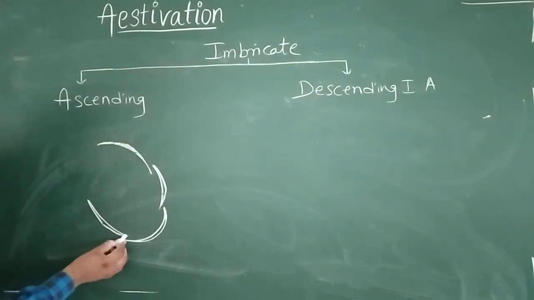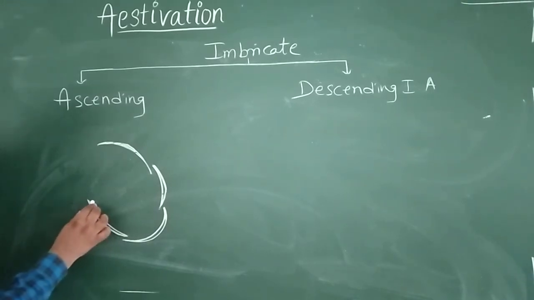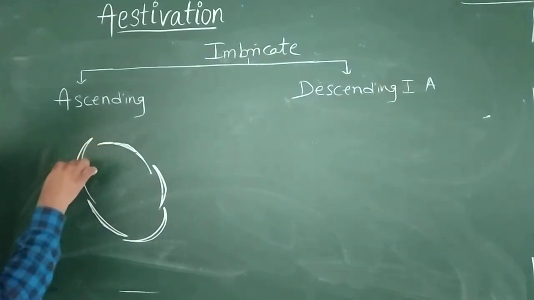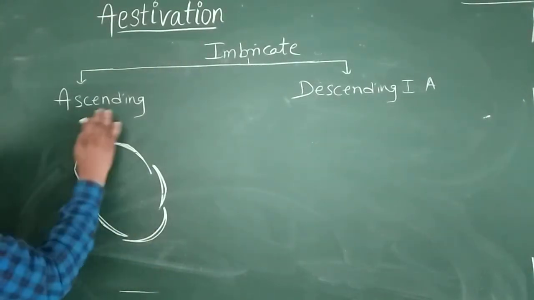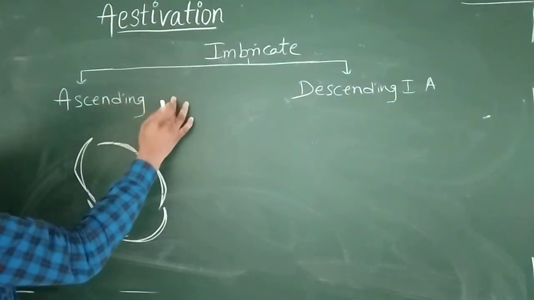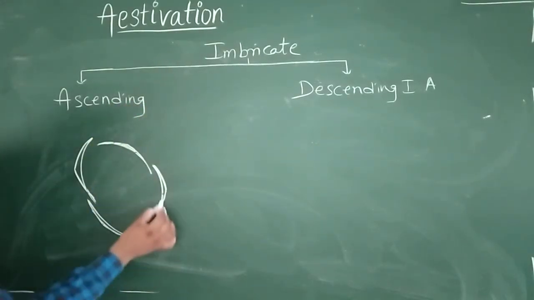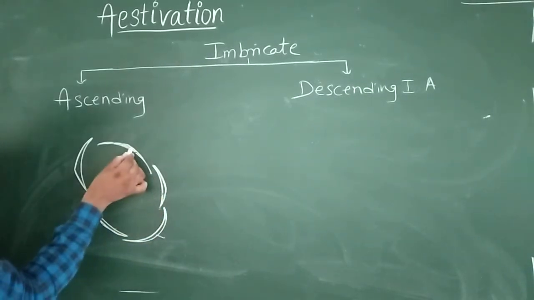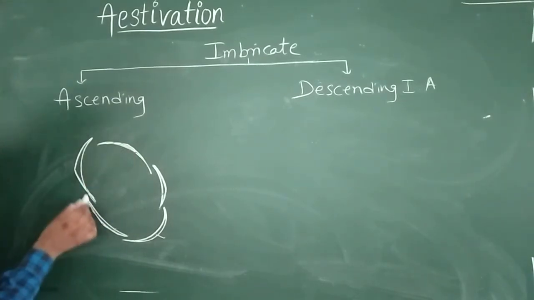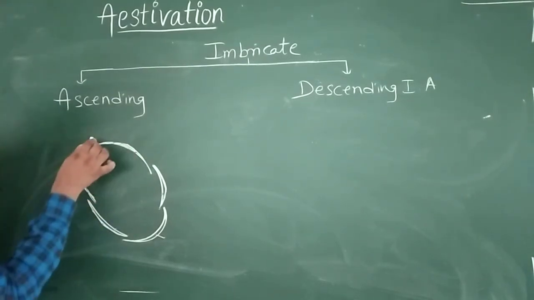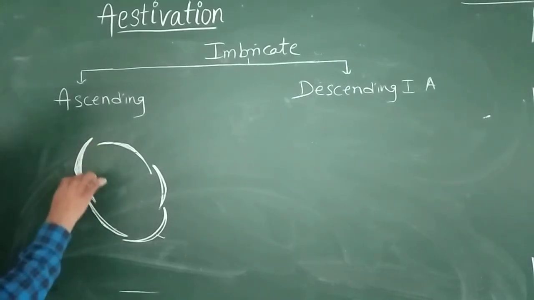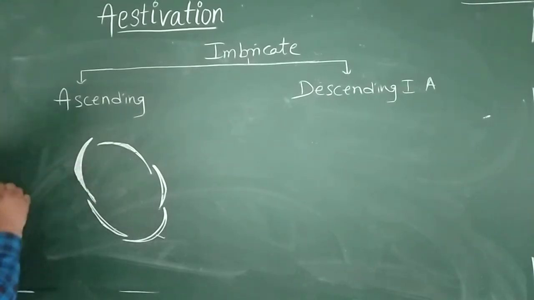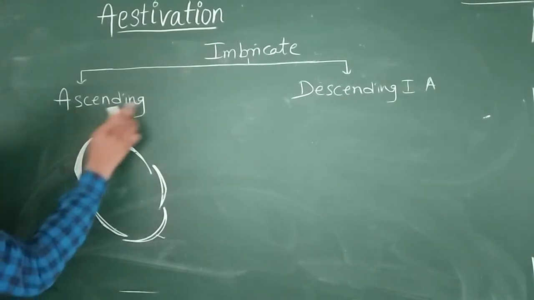So here this is one petal. This petal is overlapping this petal. Here there are 5 petals. So in this ascending imbricate estivation, this petal is overlapping this petal, and this petal is overlapping this petal. Means this petal is twisted. So this petal is twisting in manner. So twisted, that is the ascending imbricate.